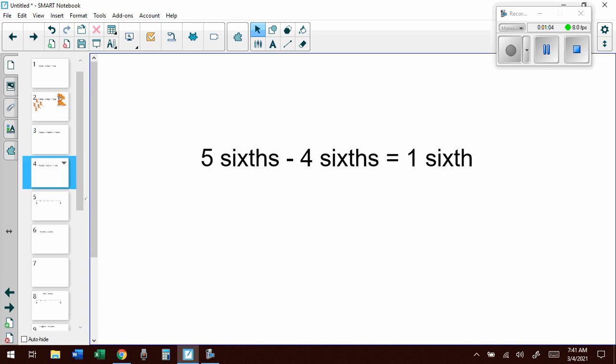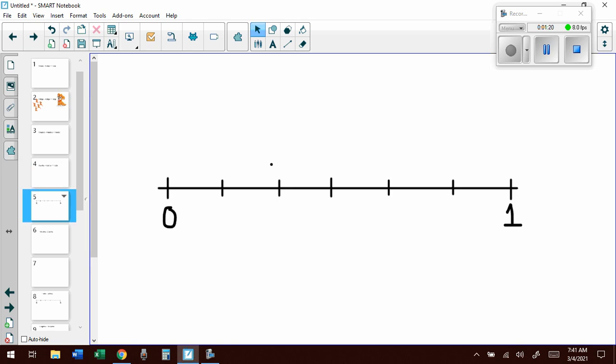Well, let's keep going. 5 sixths minus 4 sixths equals 1 sixth. So it's still the standard 5 minus 4 equals 1. However, the unit is now sixths. Now let's show 5 sixths minus 4 sixths on a number line. So if we look at this number line, I've partitioned it between 0 and 1 whole into sixths. That's a really tough word to say, sixths. Partitioned into sixths.